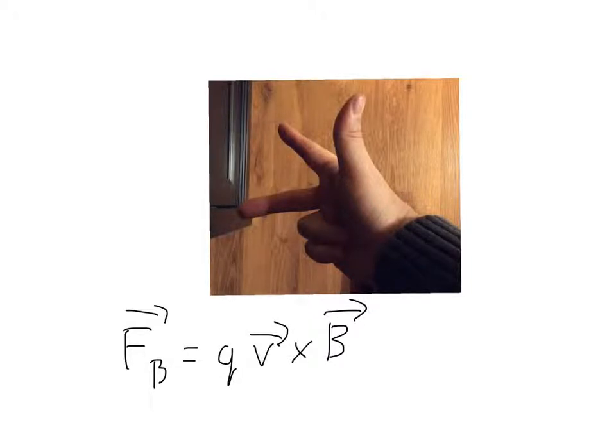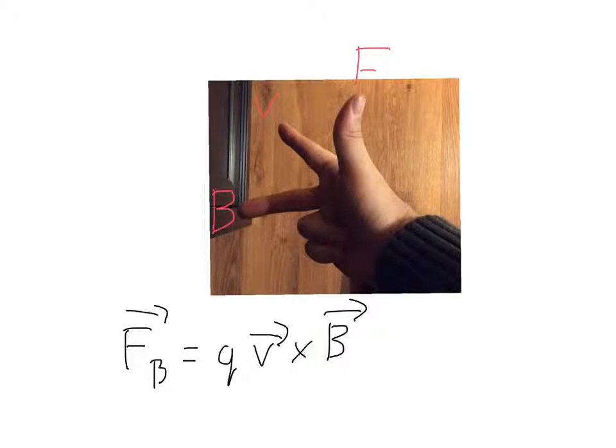So now remember that I had said that the magnetic force is defined as QV cross B. So velocity is the first vector, which would correspond with my index finger pointing out. The B vector corresponds to my middle finger, and so that means my thumb is pointing in the direction of the force, and therefore also in the direction of the acceleration of any charged particle moving in a magnetic field.